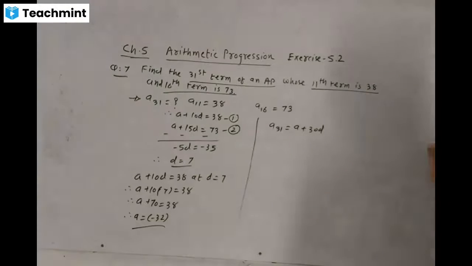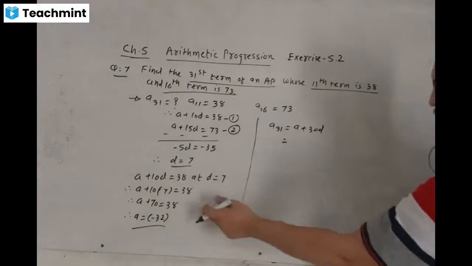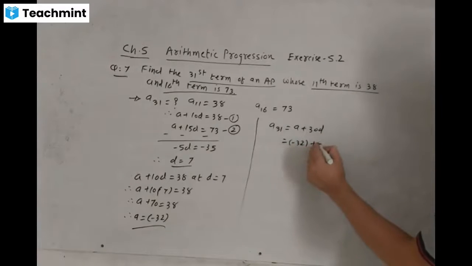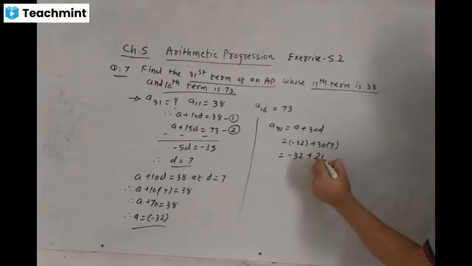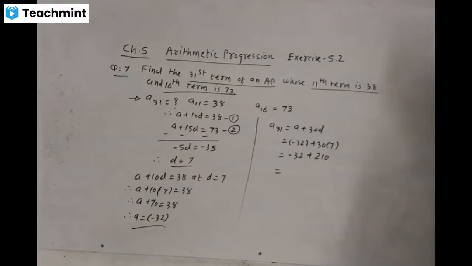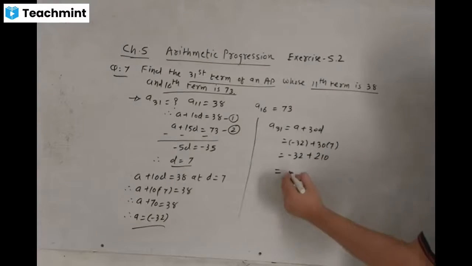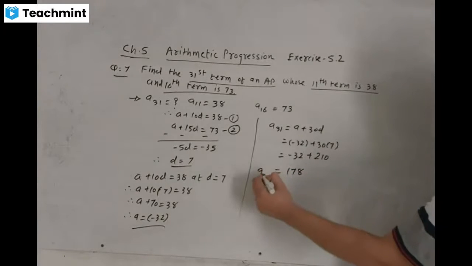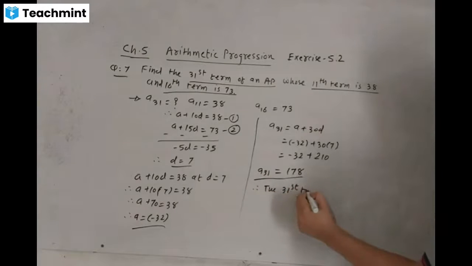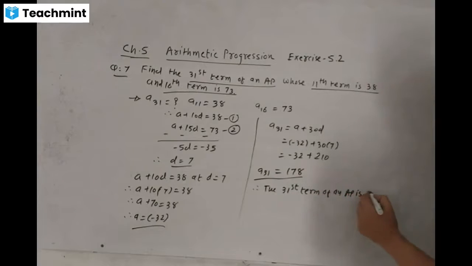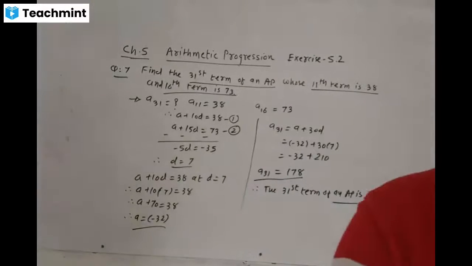A and D have come, and substitute the values. A31 means A plus 30D. A is equal to -32, D is equal to 7. 30 sevens are 210. 210 minus 32 is equal to 178. Therefore, the 31st term of the AP is 178, and that is the final answer. Okay? Clear?